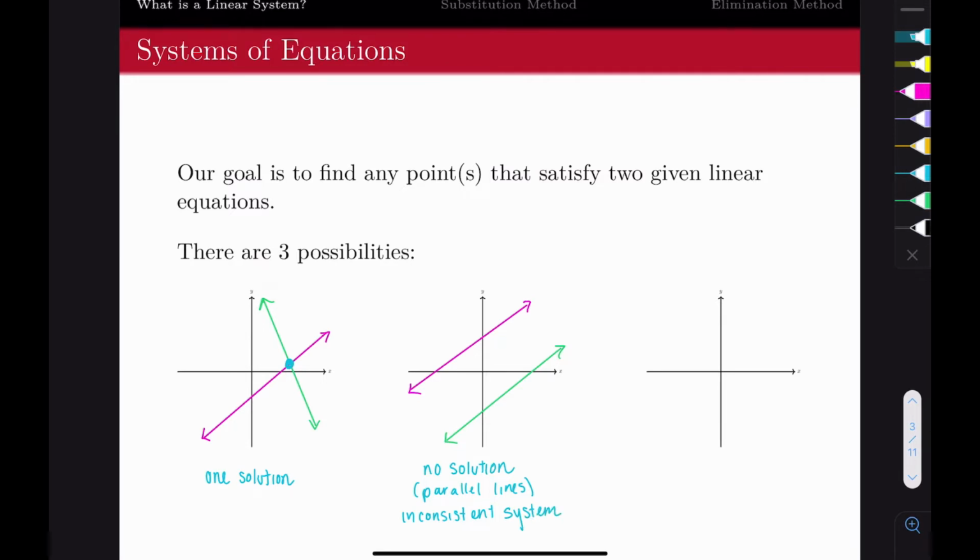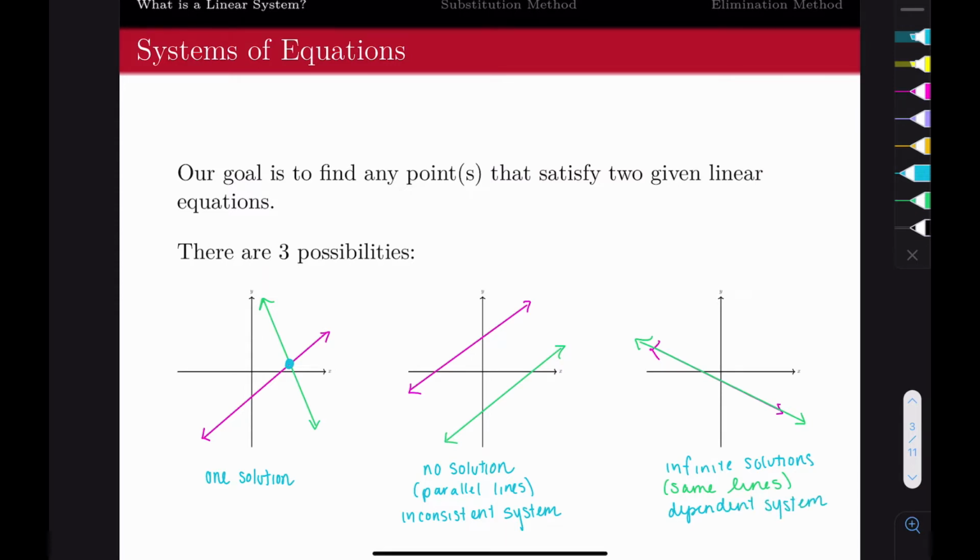And then our last case is maybe we have a line here. One possibility is that the other line is really just going to lie directly on top. So in this case, they're going to be the same lines. Okay. When that happens, every single point is going to be a solution. So if it's on one line, it's definitely going to be on the other. So in this case, we have infinite solutions. Okay. And just like the inconsistent system, this one gets a special name. This is called a dependent system.